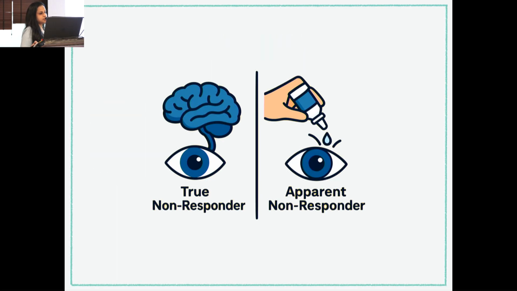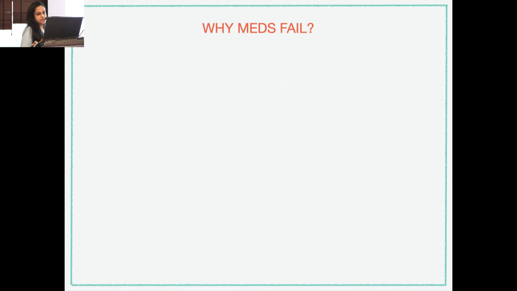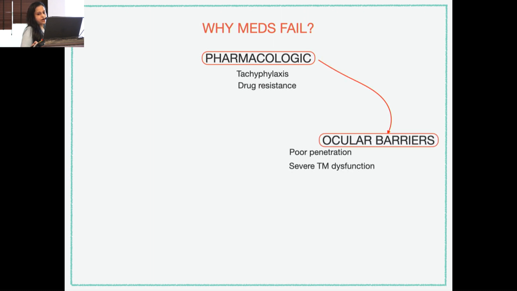Non-responders can be true non-responders and they can be apparent non-responders. What do they mean? Generally we have some issues in the pharmacology of the drug. The drug can have drug resistance, tachyphylaxis, or it can have ocular barriers, poor penetration, especially with the carbonic anhydrase inhibitors. They cannot penetrate through the cornea in some cases. Any severe trabecular meshwork dysfunction can affect the prostaglandin and uveoscleral outflow.